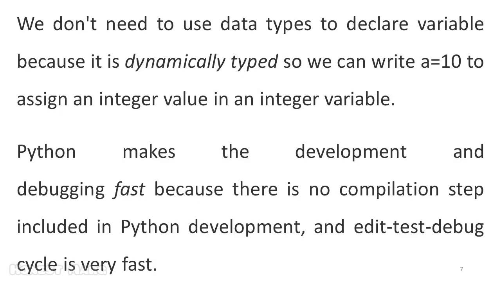etc. We don't need to use a data type to declare a variable because it is dynamically typed, so we can write a = 10 to assign an integer value to an integer variable. Python makes development and debugging fast because there is no compilation step included in Python development, and the edit, test, debug cycle is very fast.